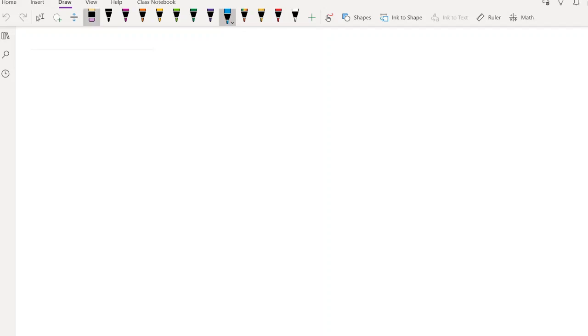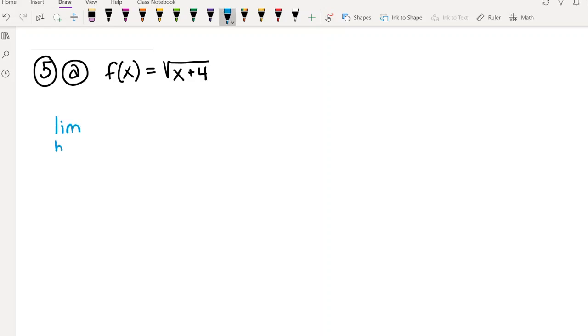So 5a was one of the limit definition of the derivative. We're going to use the limit definition of the derivative to find the derivative of the square root of x plus 4. And then we are also going to see what the slope of the tangent line is at 2, and then determine whether the original function is increasing or decreasing at x is equal to 2. So the limit definition of the derivative is the limit as h approaches 0 of f of x plus h minus f of x over h.